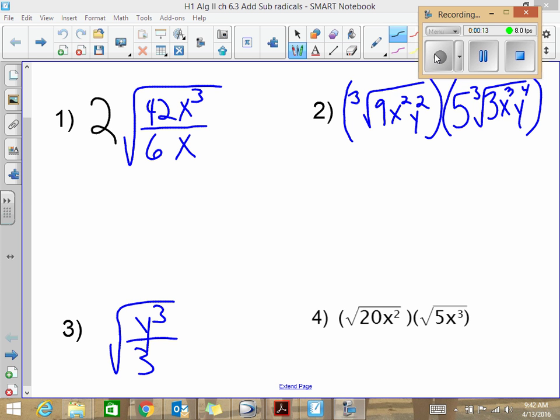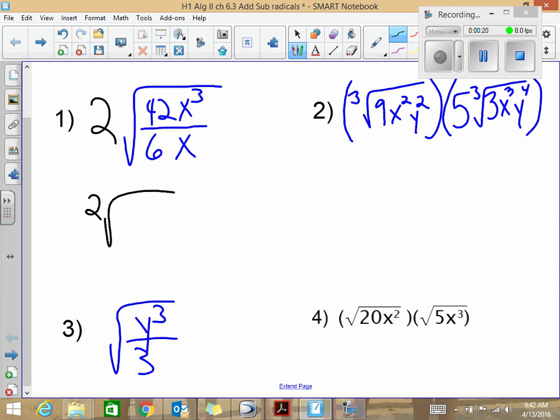Okay, so on this one, again, first you always want to try to divide inside the radical. So if we simplify that, 42 divided by 6 is 7. X to the third over x gives us x squared. So first step, right? And then you just look and see what can come out of the radical. And actually this 2 should be up front.